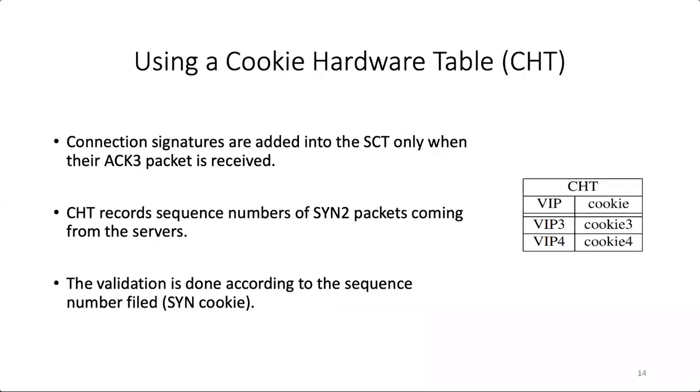We now introduce the main idea in our paper, using a hardware table to validate connections. We call it the Cookie Hardware Table, the CHT, and it stores SYN cookies coming from the server. The validation is done on ACK packets coming from the clients, where we check for a match for their acknowledgement number in the CHT. And only if there is a match, the hardware will learn the signature of the packet.